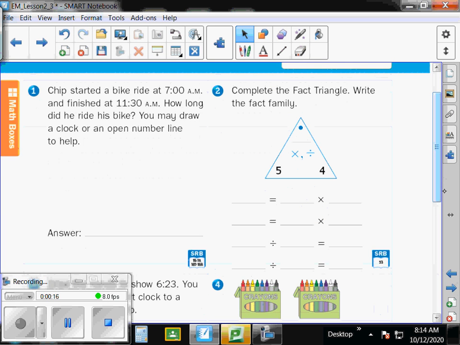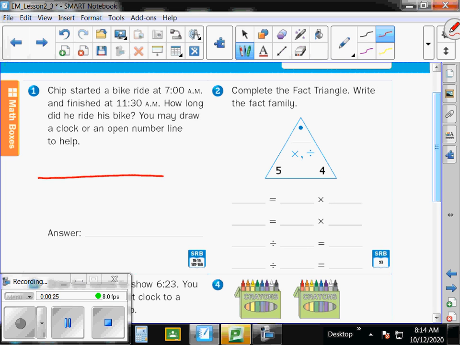Chip started a bike ride at 7 o'clock a.m. He finished at 11:30 a.m. How long did he ride his bike? You may draw a clock or an open number line to help you. I'm always going to choose that open number line. It's so much easier than drawing a clock.